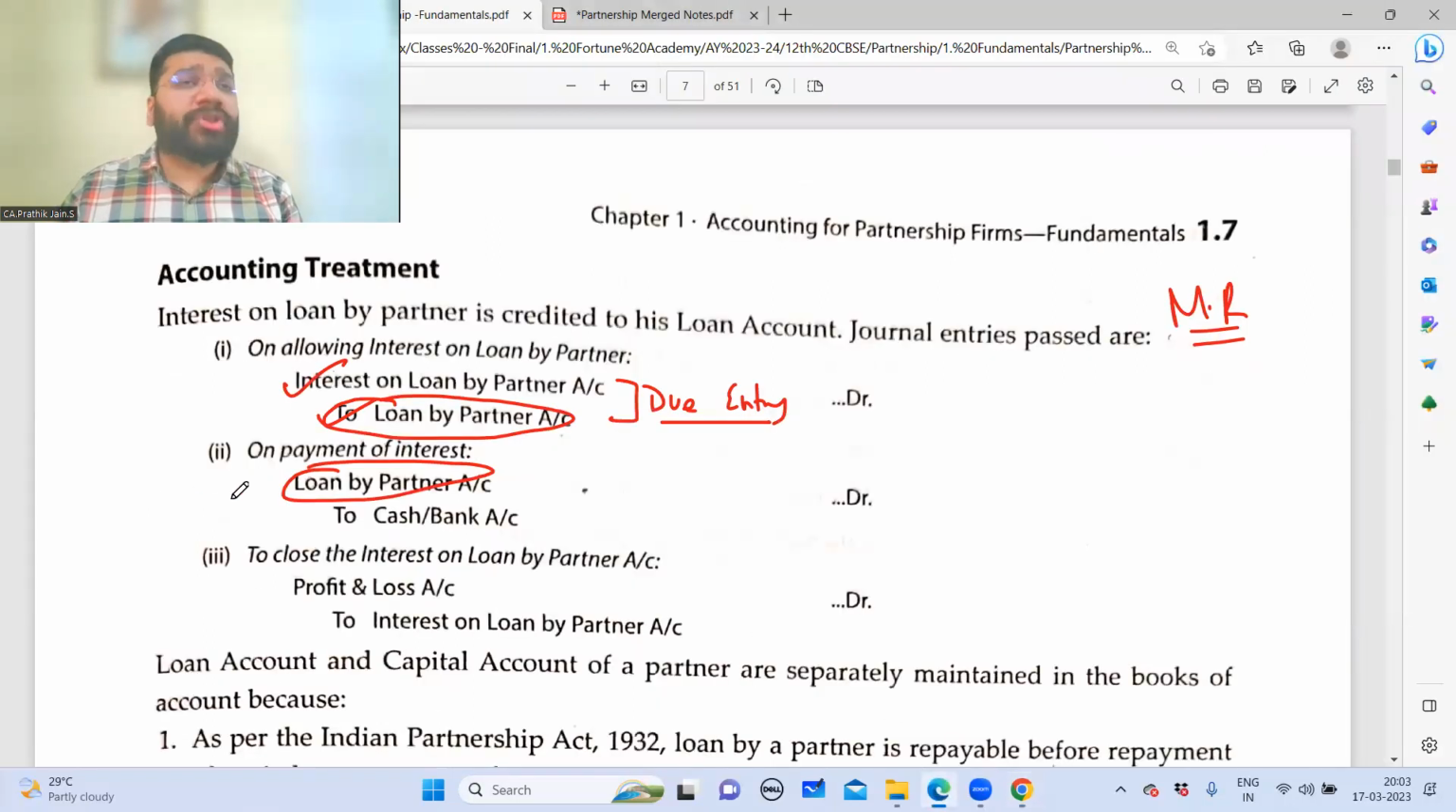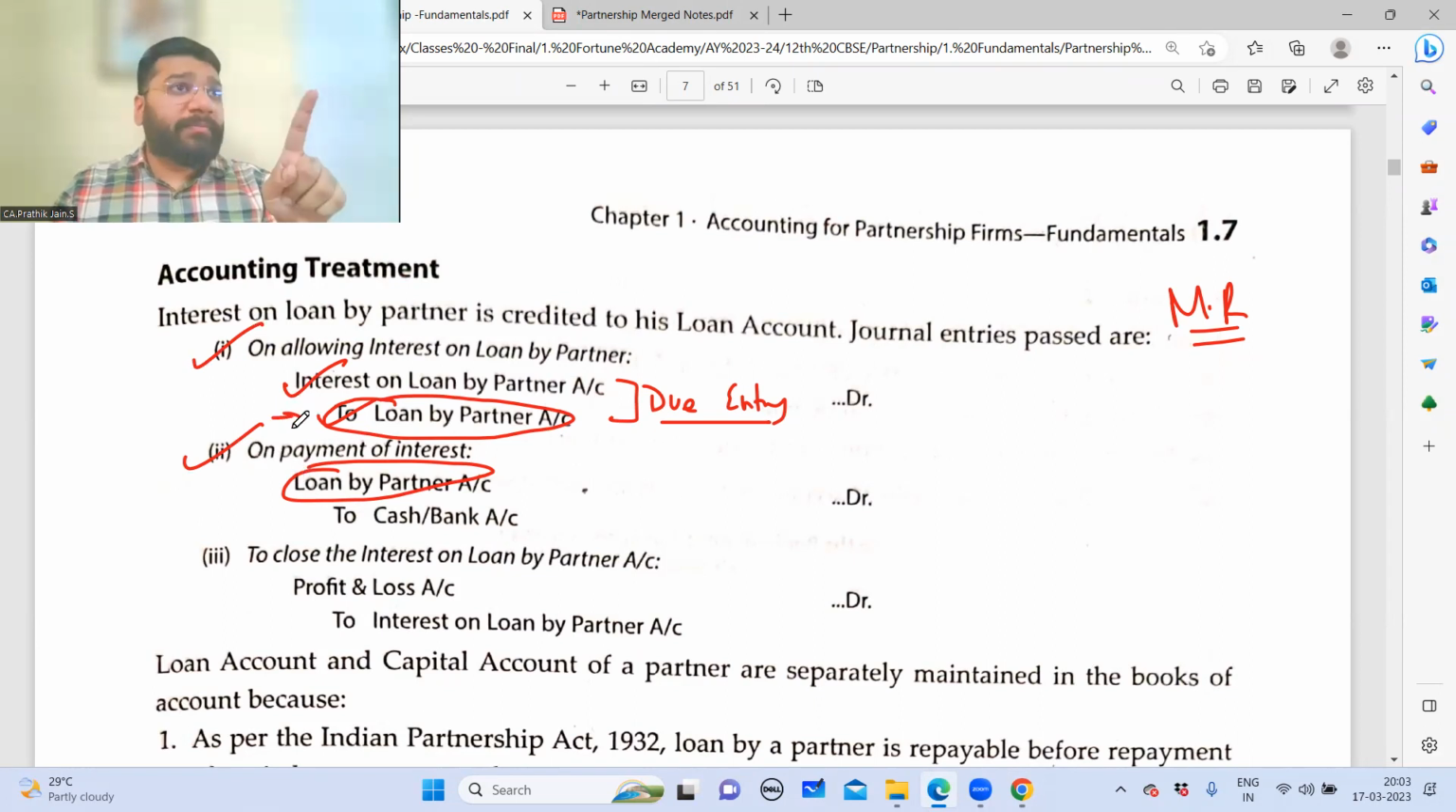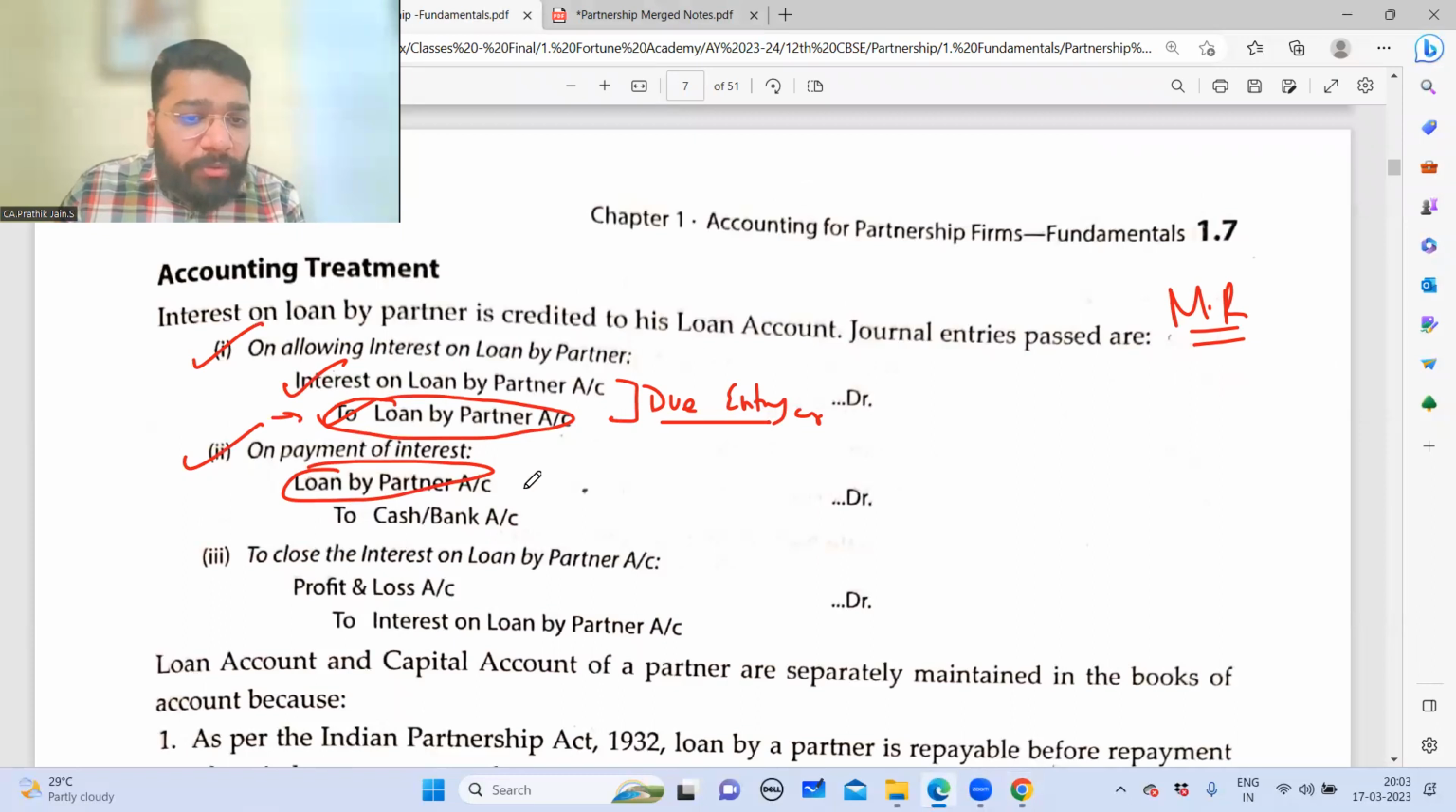Now we will discuss the due entry. The second entry was what? Payment entry. Now guys, you created a liability here. To create a liability in the trial balance, you have credited it. Now I'm making the payment. Once I make the payment, the liability has to be reversed. To reverse a liability, what am I supposed to do? Debit. So loan by partner account debit to cash.